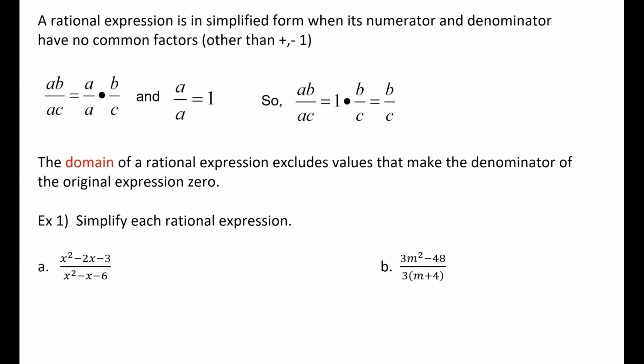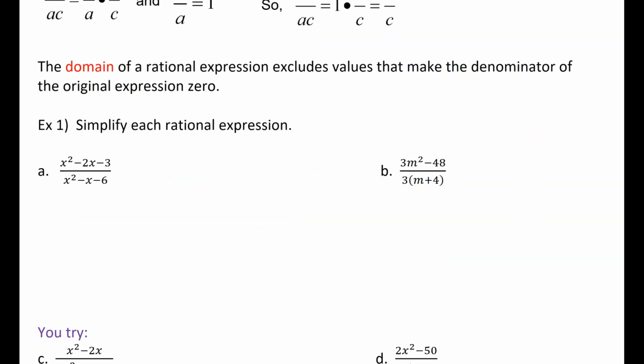Yes, Allison? So I understand that A over A equals 1, but why does AB over AC equal 1? Because of the B and C. Oh no, we replaced this A over A with 1. So we're left with just 1 times B over C. Oh, and that equals B over C. Yeah, just gives us B over C.